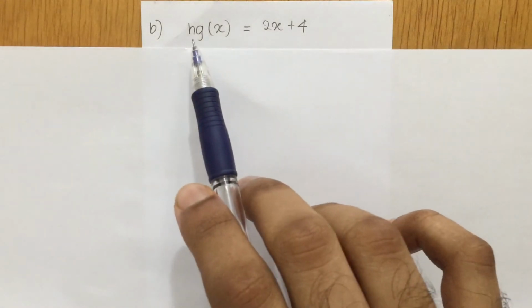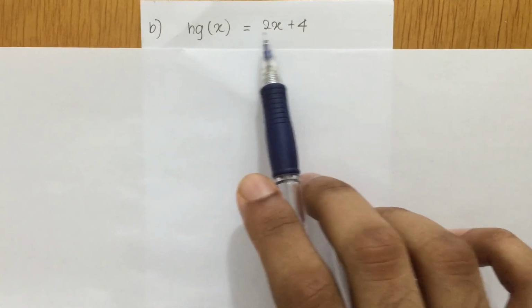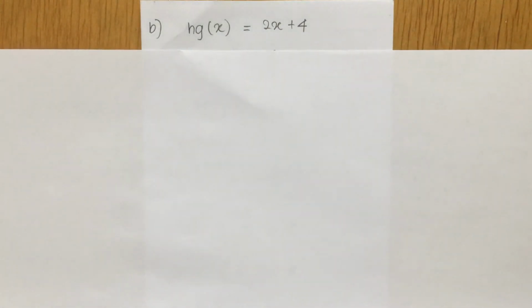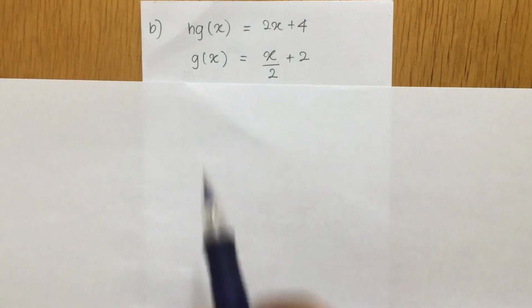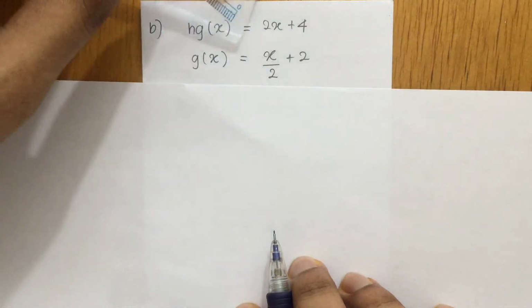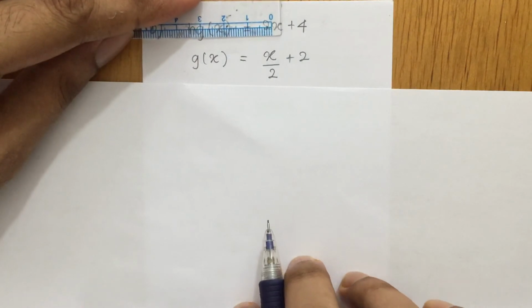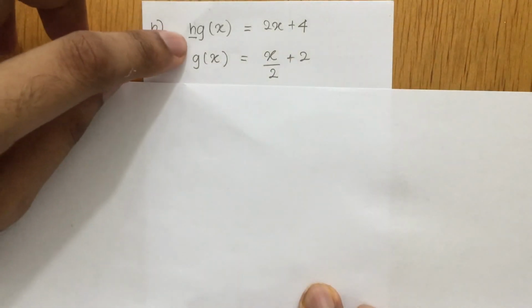Let us rewrite the whole equation of the question part B, where they give us the composite function hg(x) equals 2x plus 4. They also give us that the function g(x) equals x over 2 plus 2. So now the only thing we need to find is the function h. We know the inside function; the only thing we need to find is the outside function, which is the function h. We don't know the function h. Let me underline here. This is the function that we are required to find.